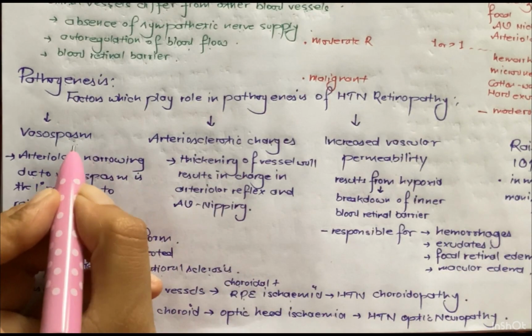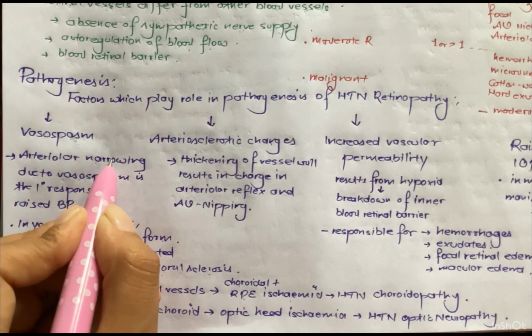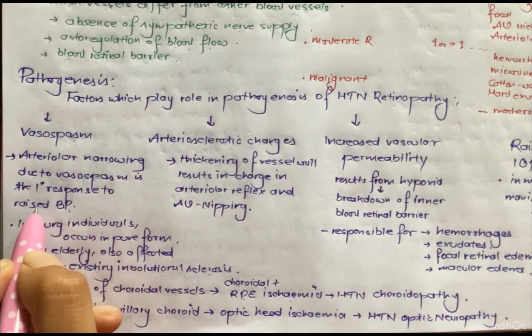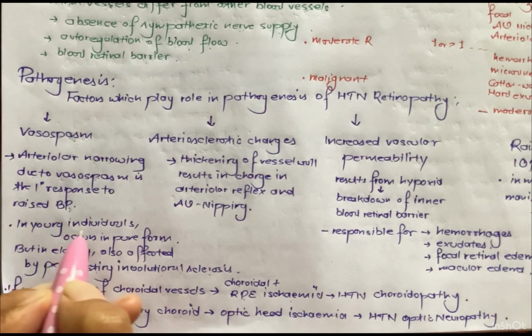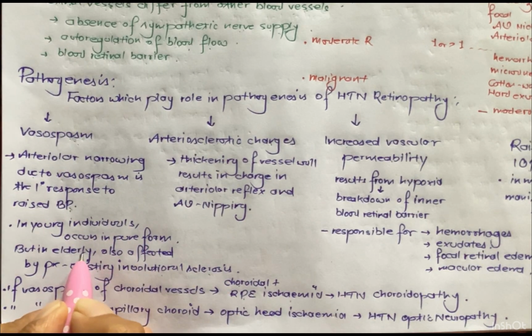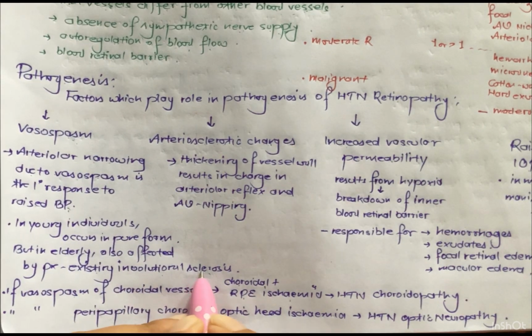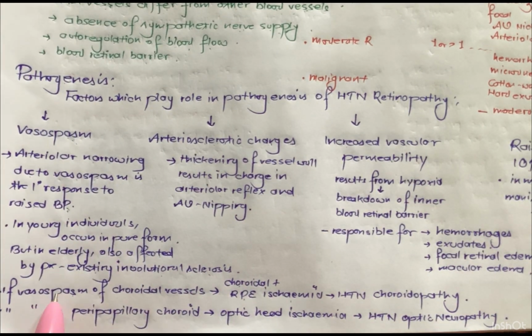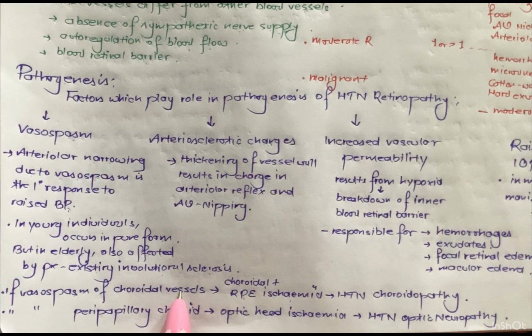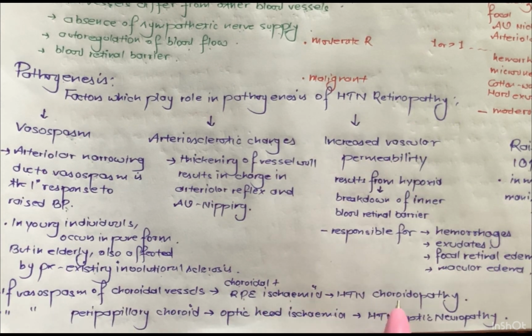And now talking about the vasospasm. Due to vasospasm, there will be arterial narrowing, which is the primary response to raised blood pressure. And in young individuals, it occurs in pure form, while in elderly population, it is also affected by the pre-existing involutional sclerosis. And if there is vasospasm of choroidal blood vessels, then there will be narrowing of the arteries that may lead to the ischemia of choroid and retinal pigmentary epithelium that may lead to hypertensive choroidopathy.